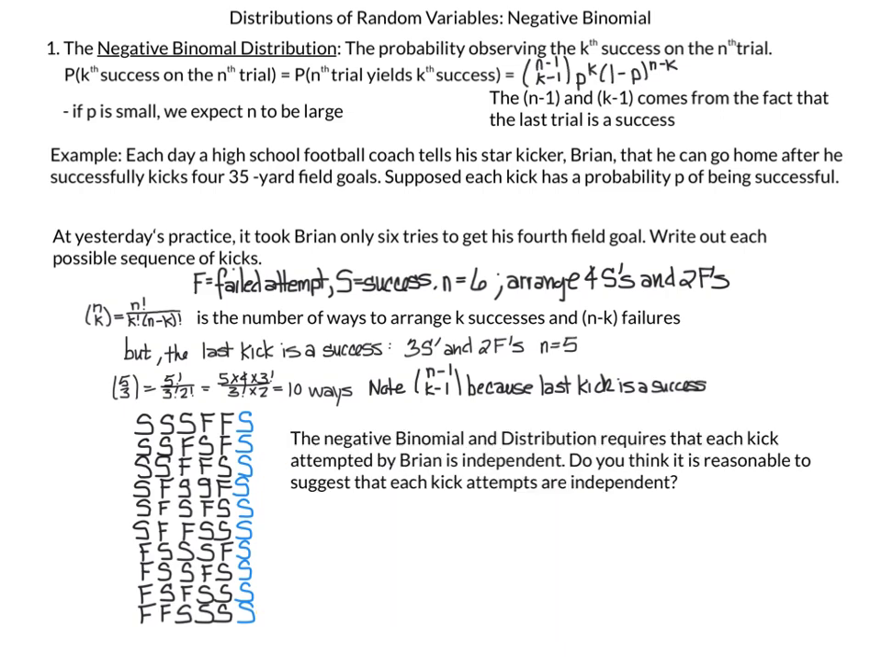Your book says the negative binomial distribution requires that each kick attempted by Brian is independent. Do you think it's reasonable to suggest that each kick attempt is independent? I'm just going to go with saying, that's hard to say. Personally, I don't think they're independent, because if I were having a bad day, then my first kick is going to be bad, my second kick is going to be bad, all of them are going to lower my probability if for whatever reason I have a bad day. Or maybe even psychologically, if I'm doing well, maybe I'm on a streak. Psychologically, maybe that'll help me keep making kicks.